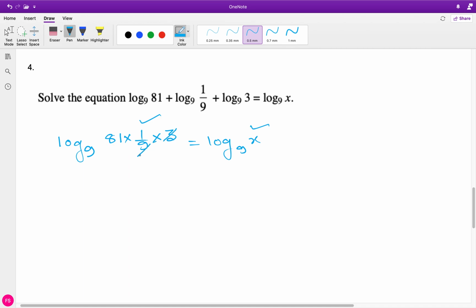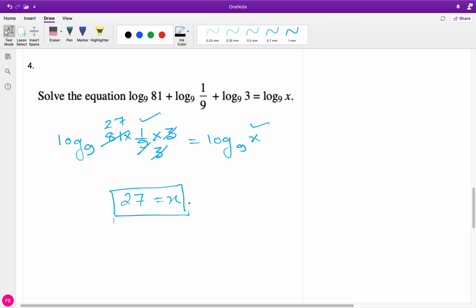9 divided by 3 will give us 3, and then you can also divide 81 by 3. This will give you 27. That means 27 equals x. Wow, okay, that was short. Okay, so that's it for number 5.